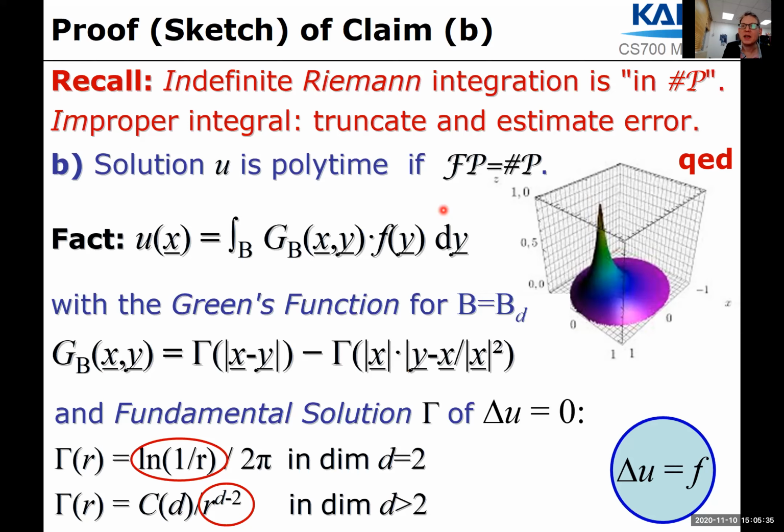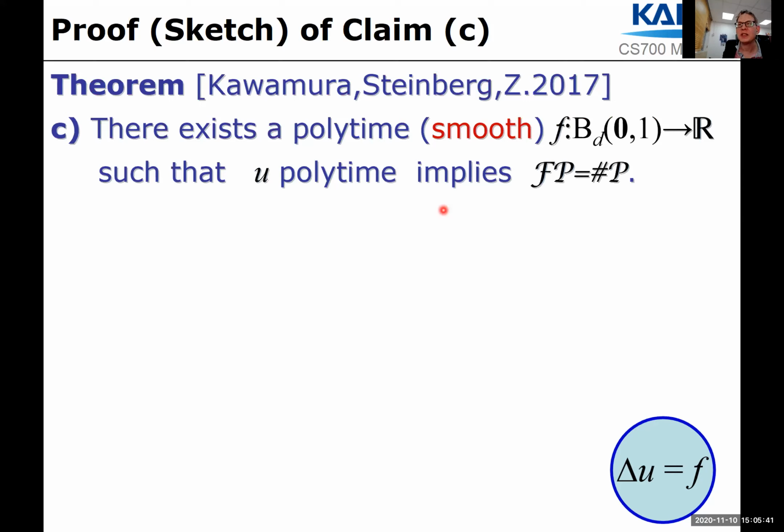Okay, and that being said, now of course the natural question is whether this is optimal, and you already know the answer because that's the third and last item of this great result. Namely, yes, it is optimal. There exists a polynomial time computable, even a smooth right-hand side, for which polynomial time computability of the solution u does imply that the two discrete complexity classes actually coincide. There's a collapse of the hierarchy, and the hypothesis that FP is equal to sharp P is optimal.